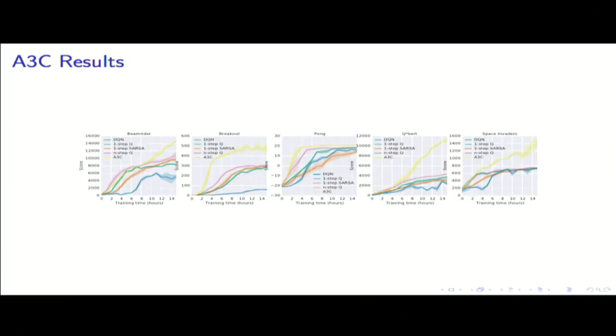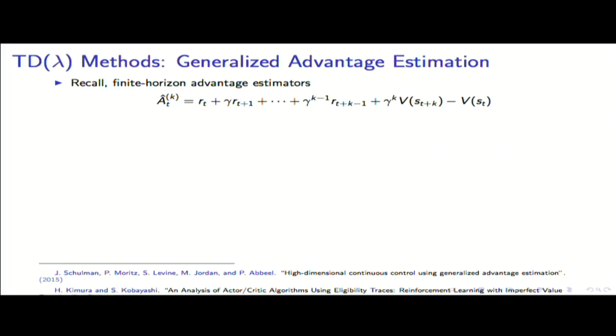But they unavoidably introduce some bias if your value function is wrong. So hopefully that helped a little bit.